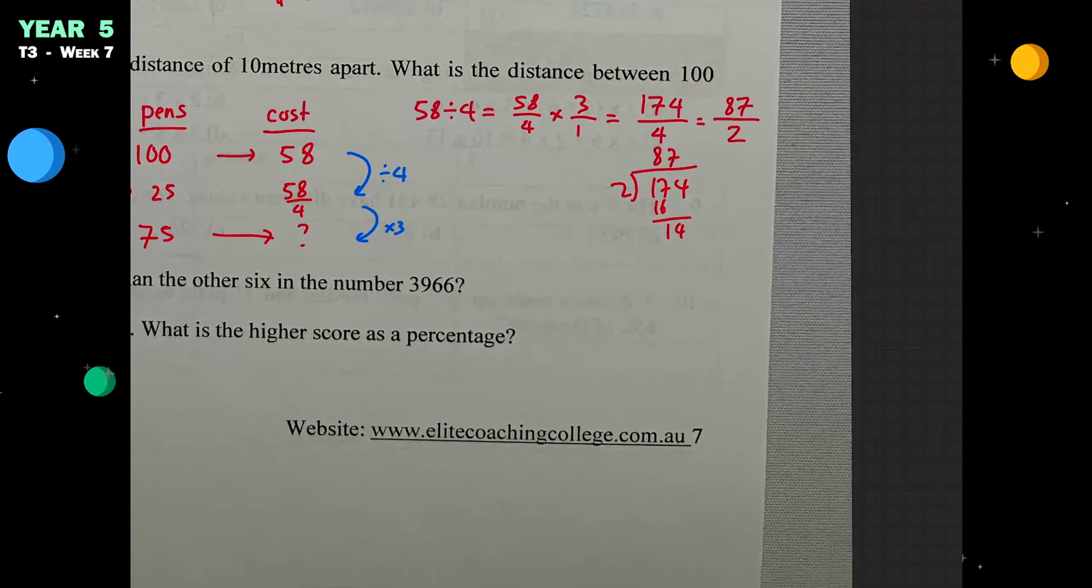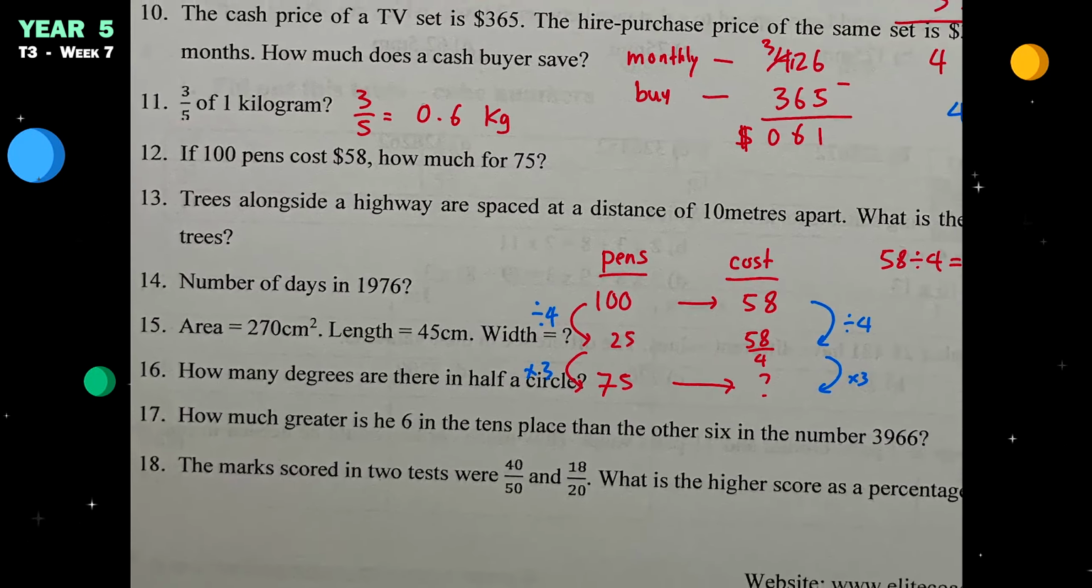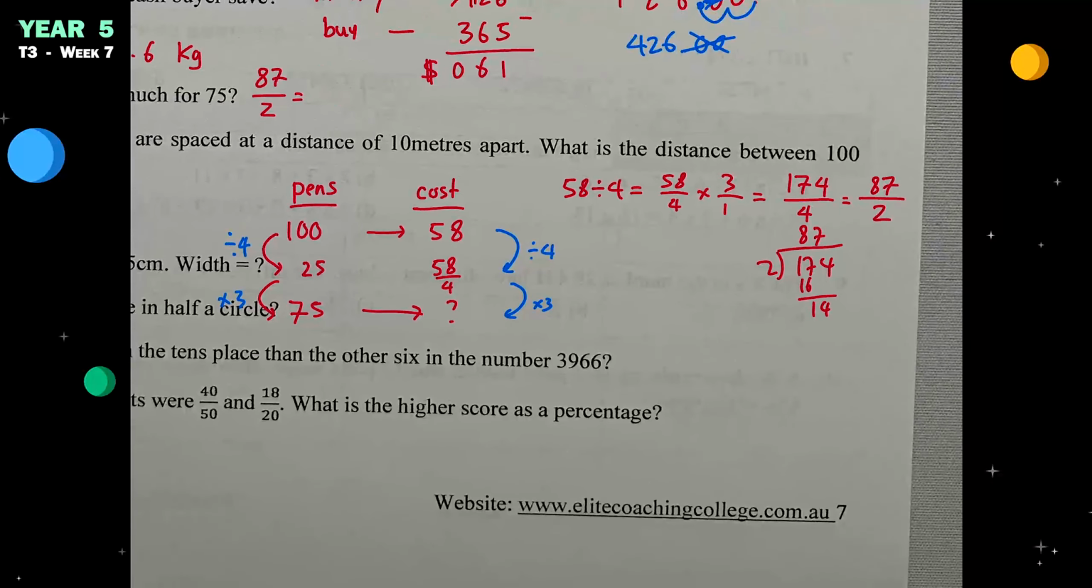Okay. So where was the question? Here. So how much for 75 pens? It'll be 87 over 2. Now what's 86 divided by 2? 86 divided by 2 will be 43. This must be $43.50 because of the 87. Okay, so if you don't know how I got that number, you can just do 87 divided by 2. 8 divided by 2 is 4. 2 times 4 is 8. Subtract, you get 0, bring down 7. 7 divided by 2 is 3. 2 times 3 is 6. And remainder 1.